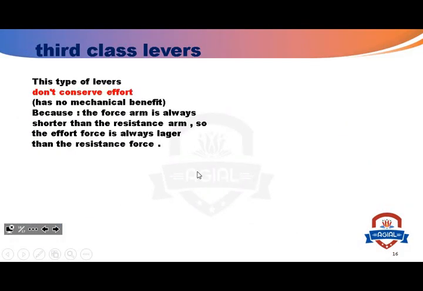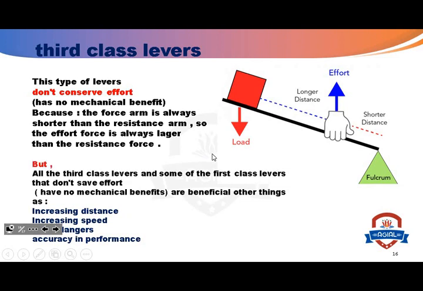Third class levers don't conserve effort and have no mechanical benefit, because the force arm is always shorter than the resistance arm, so the effort force is always larger than the resistance force. But all the third class levers and some of the first class levers that don't save effort are beneficial in other ways, as we can use them to increase distance, increase speed, and avoid danger, and for accuracy in performance.